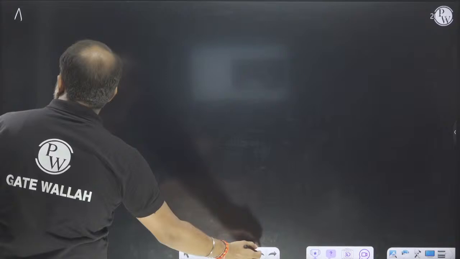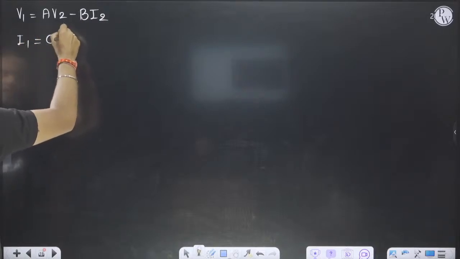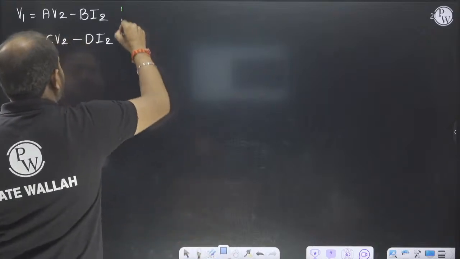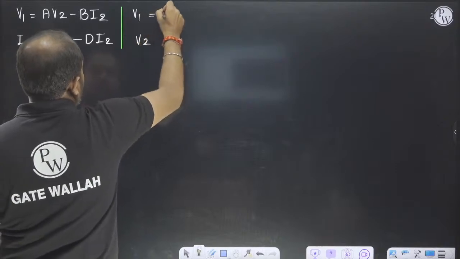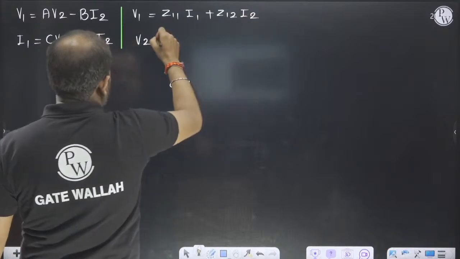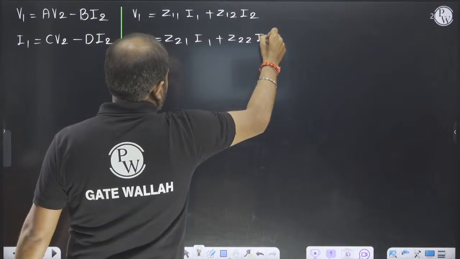ABCD parameters. So how will we define ABCD parameters in terms of y and z? This you have to know. So V1 is equal to A V2 minus B I2, and I1 is equal to C V2 minus D I2. Why have I taken minus? Because in z parameter and y parameter, I2 will be inward current. So V1 and V2 are Z11 I1, Z12 I2, and Z21 I1 and Z22 I2.